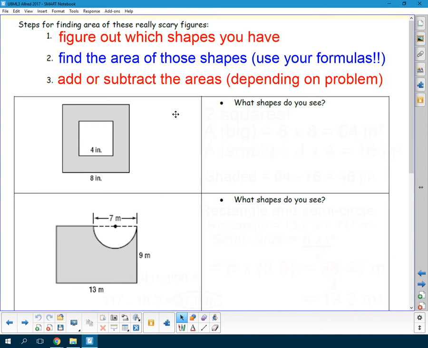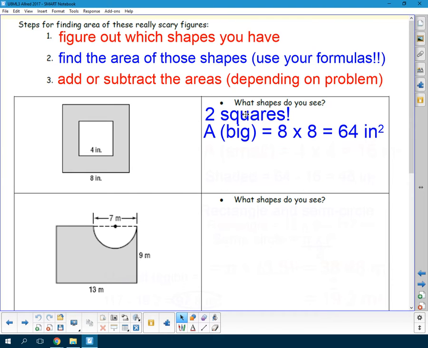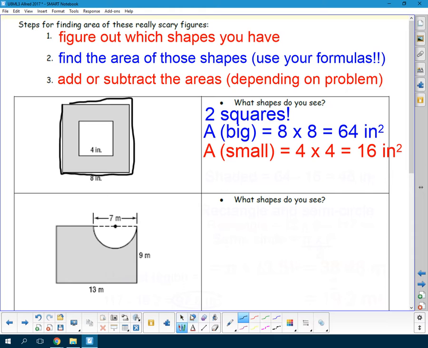Well, look at this first problem. I see 2 squares, okay? I see a big square. The big square has an area of 8 by 8, 64 inches squared. That's this big square right here that I'm highlighting with my marker. And then there's a smaller square. It's just 4 by 4. It has an area of 16 inches squared, and it's hanging out right here.